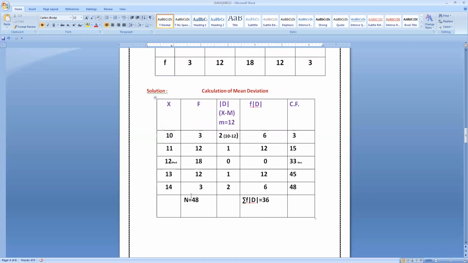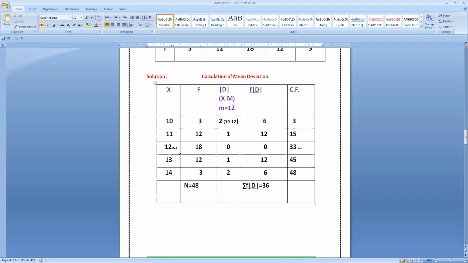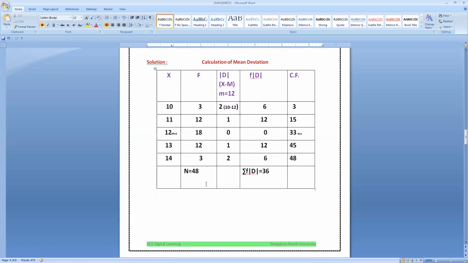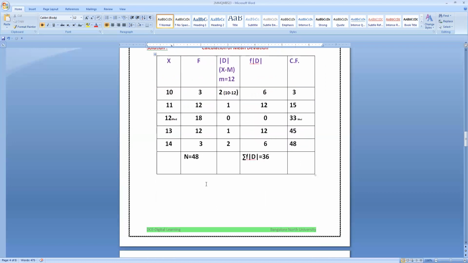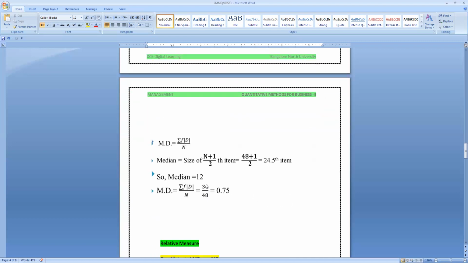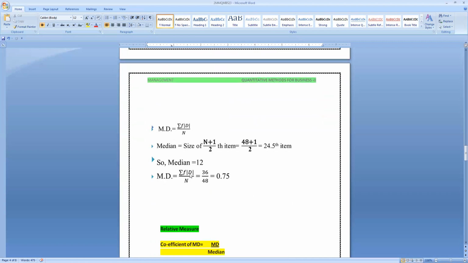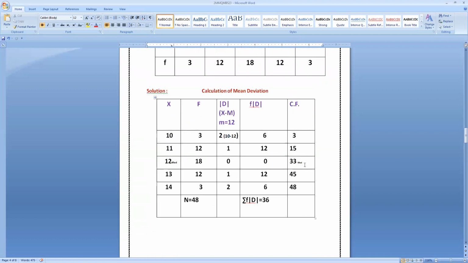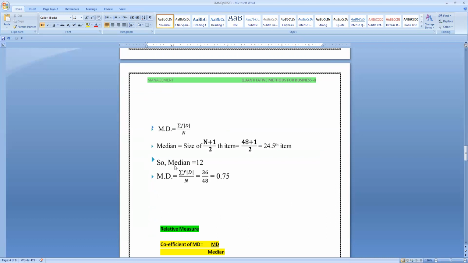Let us go for calculating the deviations as given in the question. We have to construct a table. First one is the variables, another one is the frequency column. Then we should do the deviation. The deviations column can be done only after first calculating the median. We know how to calculate the median in a discrete series. It is nothing but the size of the (n plus 1) by 2 item. N, the total frequency, is 48, plus 1, divided by 2, is 24.5. Now we have to check in which CF this 24.5 lies; it lies in the CF of 33. Corresponding to that, the value of the median is 12. Therefore, 12 is the value of median.